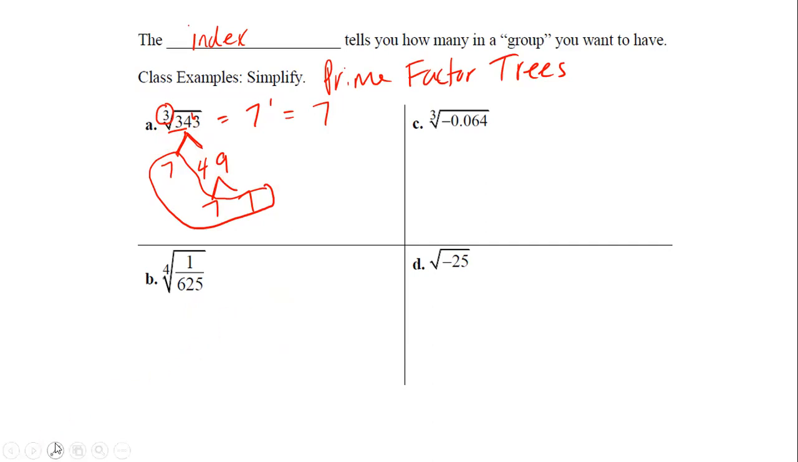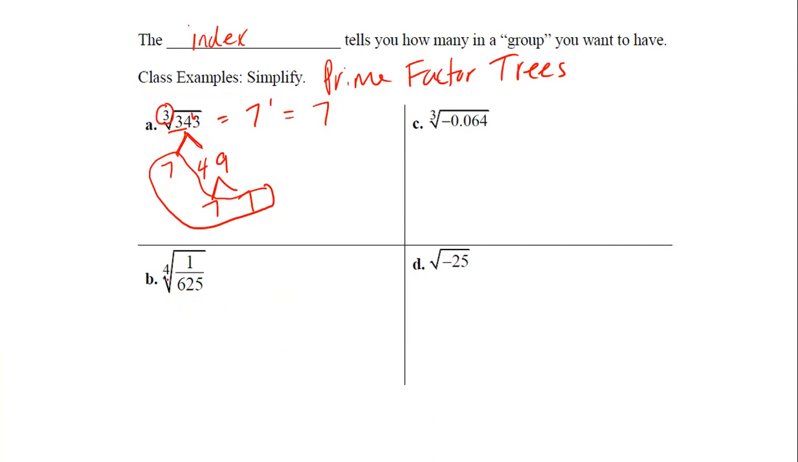Okay. That went a little longer than I thought. Here we go. On B. B is a fraction. When you have a fraction in a radical, you're finding the root of the numerator and of the denominator. It's not just of one. If the whole fraction is underneath the radical, you're doing the top and the bottom.